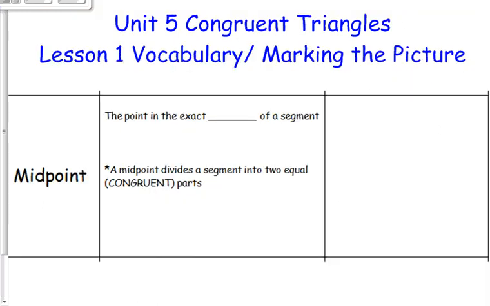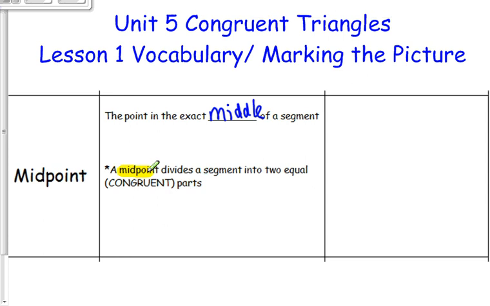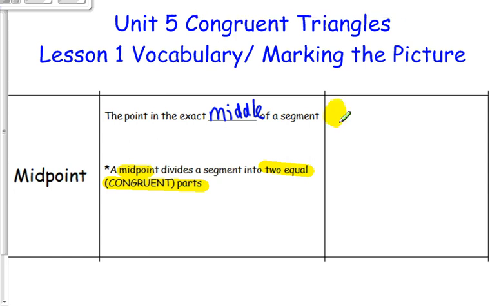Okay, the next word is midpoint. Okay, so midpoint is going to be the point that's exactly in the middle of a segment, okay? And it's going to divide that segment into two equal parts, or congruent parts. So it's very similar to bisector, right? So if we have the midpoint of something, maybe it says C is the midpoint of EF.